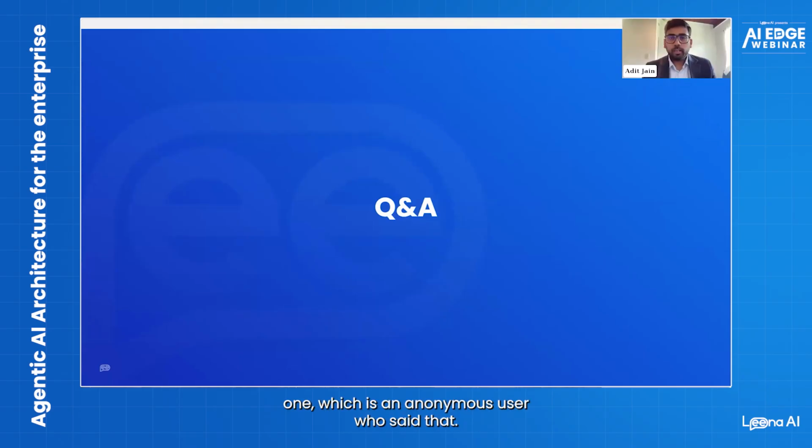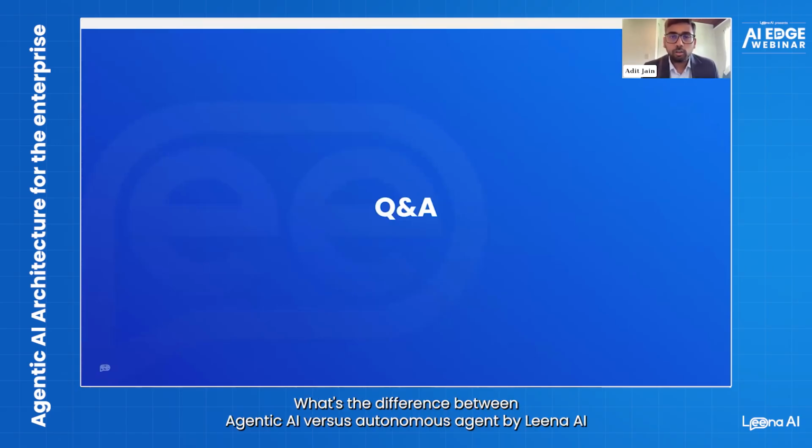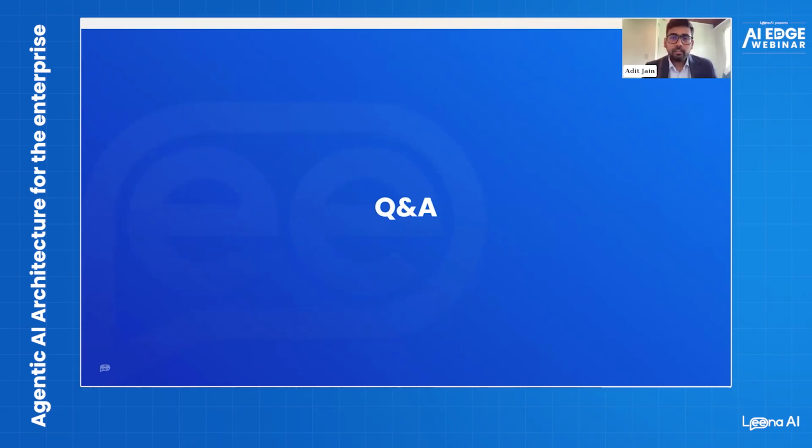Yeah, I think there's one from an anonymous user who asked what's the difference between agentic AI versus autonomous agent by Lina AI? I think agentic AI is the technology, and autonomous agent is just a brand name we've given to our agentic AI, essentially. So that's that.